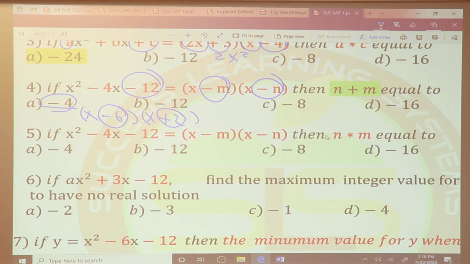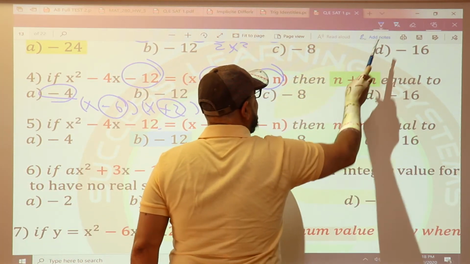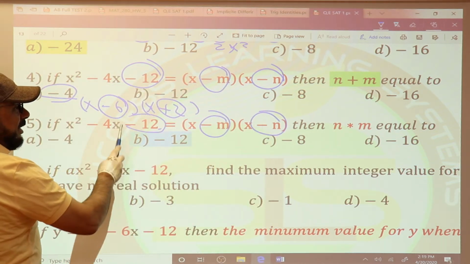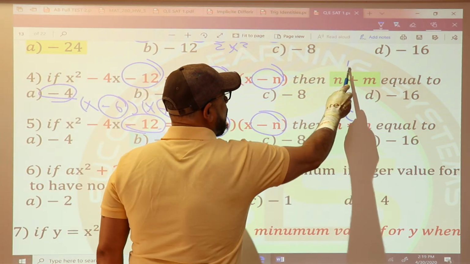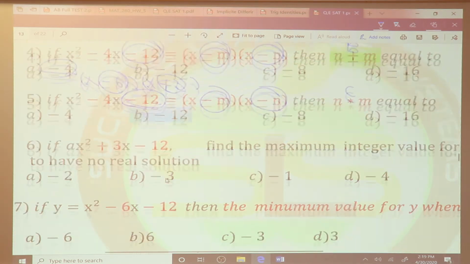Now n times m, which is easy. Quickly, without thinking, it's negative 12, right? You see what I'm doing here? If you multiply negative m and negative n, you're going to get C, meaning the c is the same as this c, and this is b, and plus m.